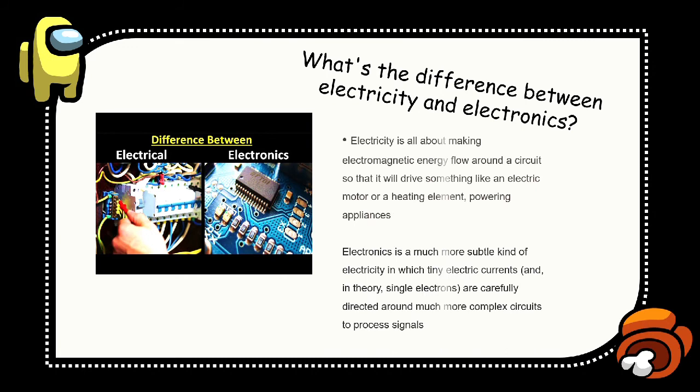What's the difference between electricity and electronics? Or more commonly, we're gonna determine the difference between electrical versus electronics engineering. So, electricity is all about making electromagnetic energy flow around a circuit so that it will drive something like an electric motor or a heating element or powering appliances. So, muna siya ang mga gadil na gid sa mga planta-planta like kanang mga sipalko, mga moresco, mga nana. Part under nana siya sa electrical.